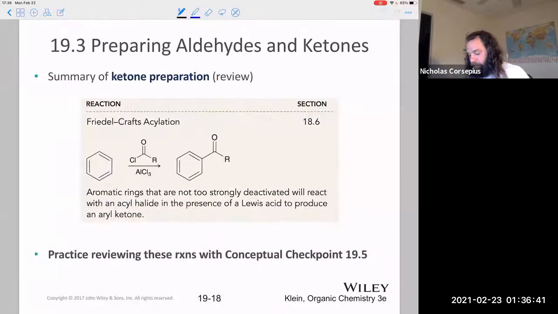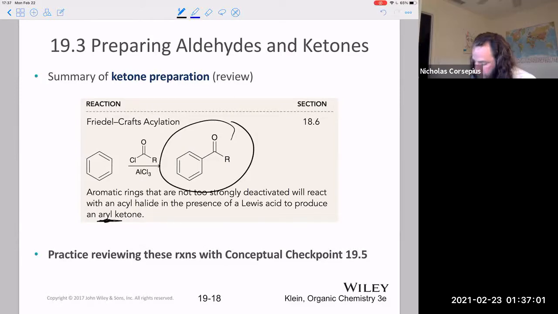And then the last one is one we just learned about last chapter, which is these Friedel-Crafts acylation reactions, where you start out with an acyl halide, an acyl chloride, and then you do an electrophilic aromatic substitution reaction. It creates a very specific type of ketone where one side is a benzene ring. We call that an aryl ketone.